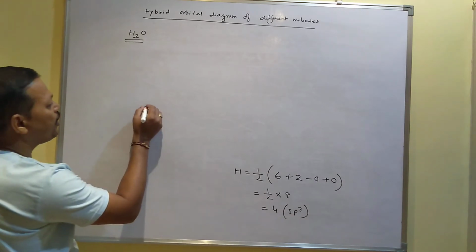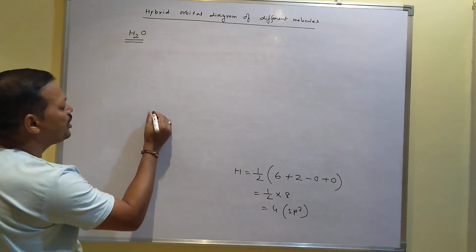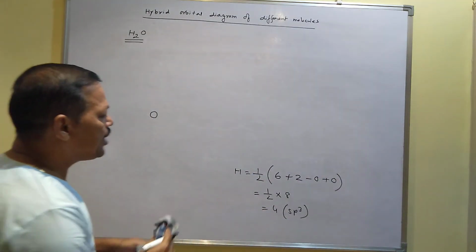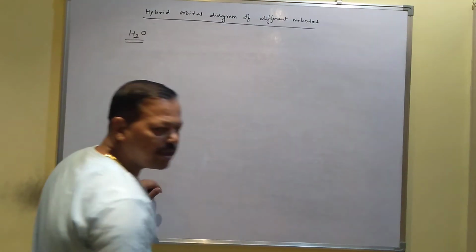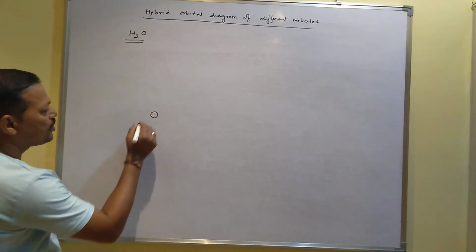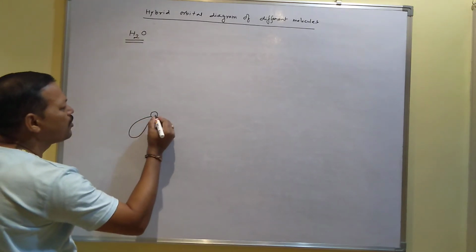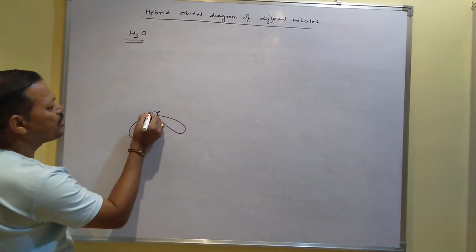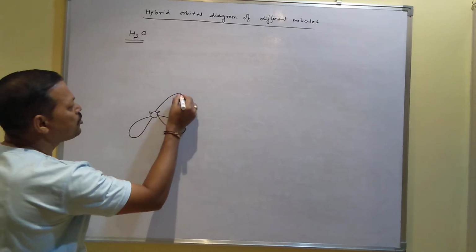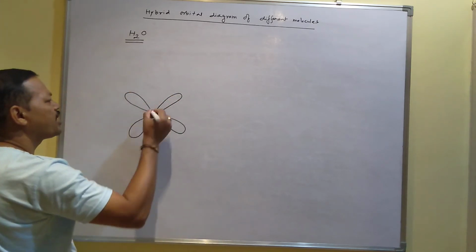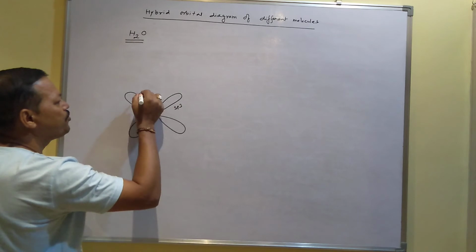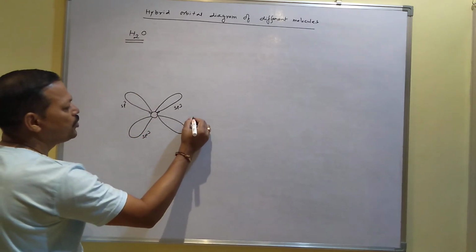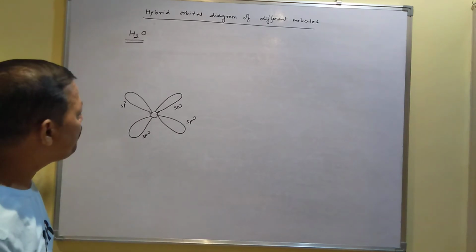So when oxygen undergoes sp3 hybridization, its shape will be tetrahedral, but due to the presence of two lone pairs inside oxygen, you don't get the tetrahedral shape, you will get the bent shape. Shape will be like this. This is one sp3, this is another sp3, and these are the 4 sp3 of oxygen. You don't get the tetrahedral shape due to the presence of lone pairs.